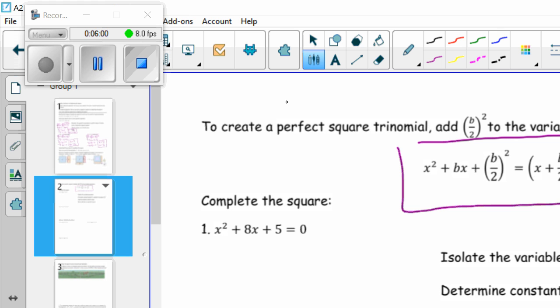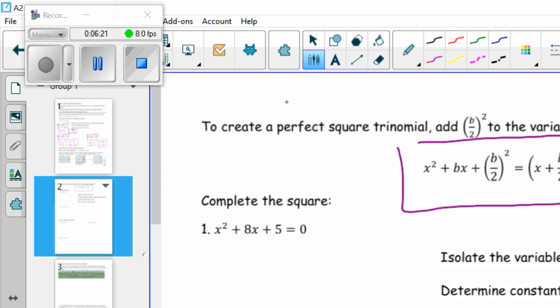So number one, x squared plus 8x plus 5 equals 0. How do I know that I need to complete the square? If I try to factor this, my factors of 5 are 1 and 5. I can never combine a 1 and a 5 and get an 8. So as it is right now, it does not factor. However, by completing the square, we can make everything factor.